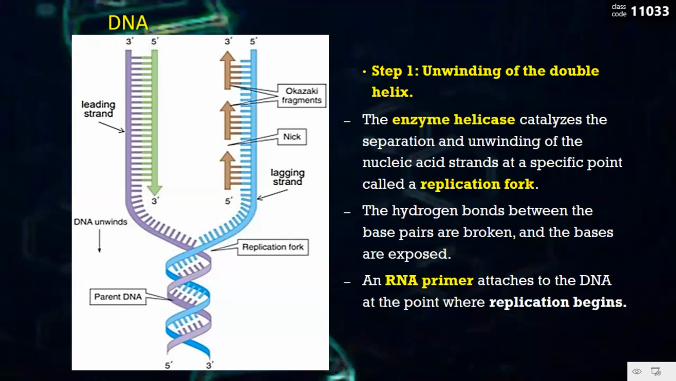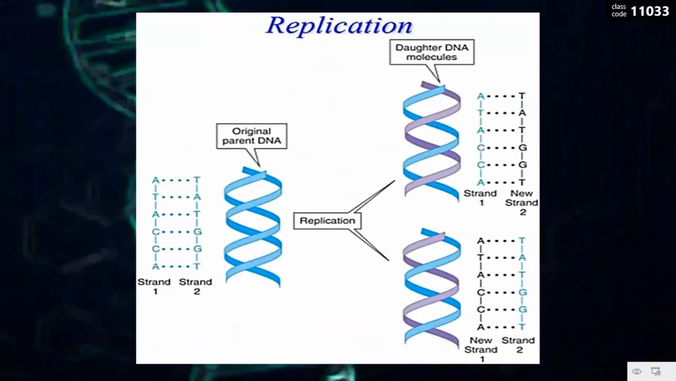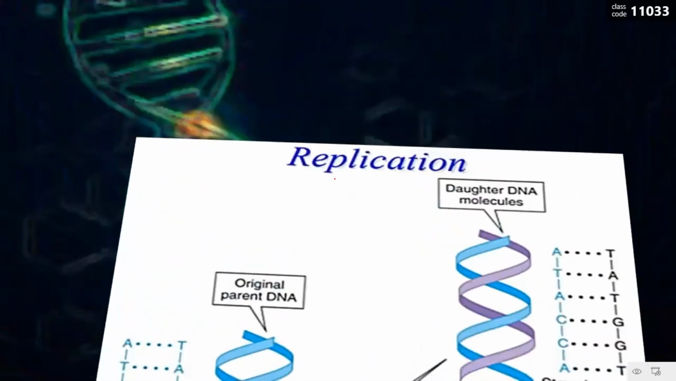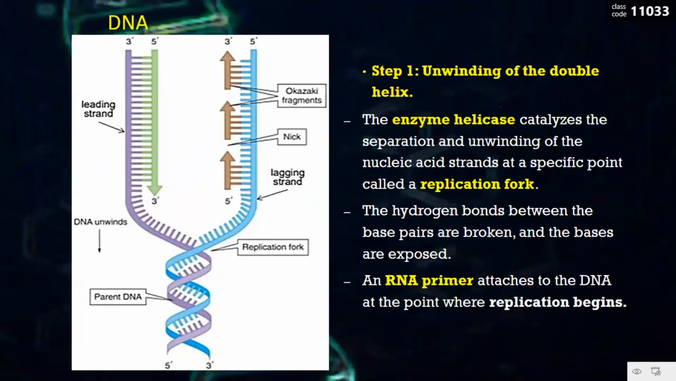Ayan. So, there are 3 steps for the replication process. Okay, 3 steps yan ha. So, iisa-isahin natin yung different steps of replication. Hindi yan basta tinanggal, kumabit na lang. Hindi ganoon. There are different steps for the replication of DNA. The first step is the unwinding of the double helix.